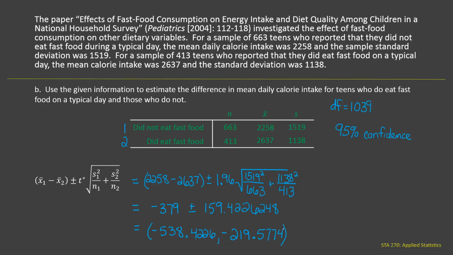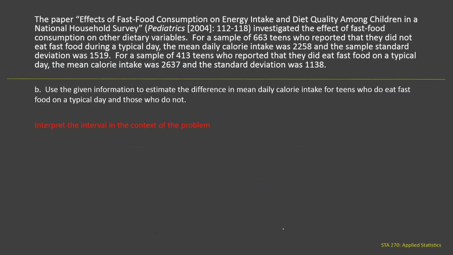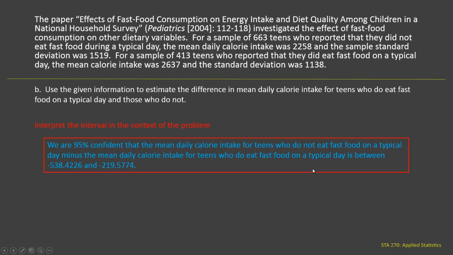Our last step is to interpret the interval in the context of the problem. We are 95% confident that the mean daily calorie intake for teens who do not eat fast food on a typical day minus the mean daily calorie intake for teens who do eat fast food on a typical day is between about negative 538 and negative 219. If you look at the order in which we subtracted here, we took those who do not eat fast food, their mean calorie intake, minus those who do, and we got a negative number. That means that teens who do eat fast food on a typical day have a higher mean daily calorie intake.